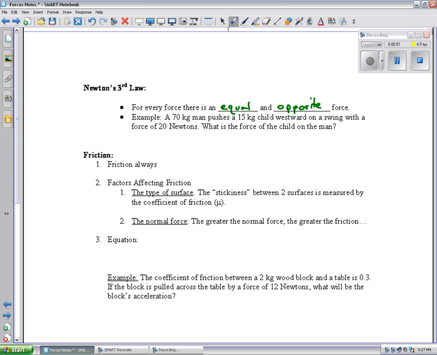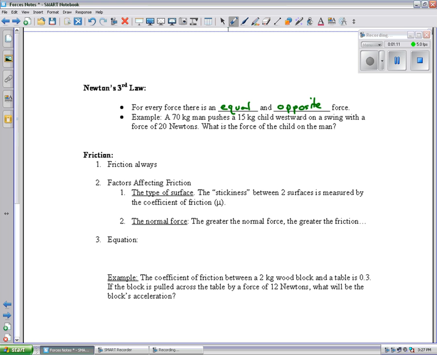The trick is that they're equal. Going back to the nose and fist example, you might think that there is more force put on your nose because it hurts more, but it turns out that they are equal forces. It's just that your nose is a lot more sensitive and tender than knuckles are. So whenever there's a force, there's an equal and opposite force that opposes it.